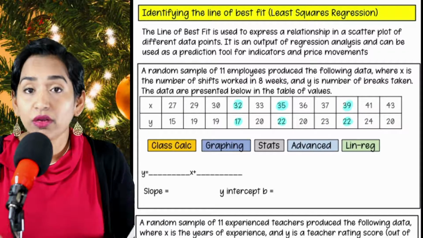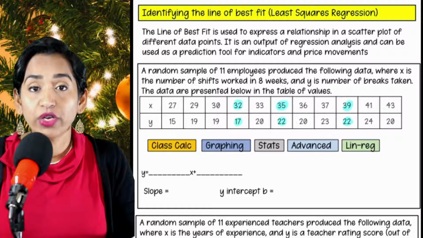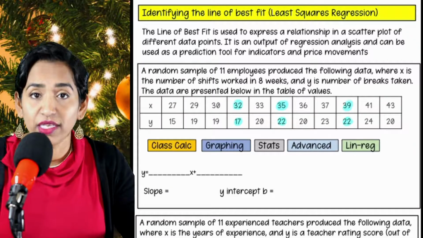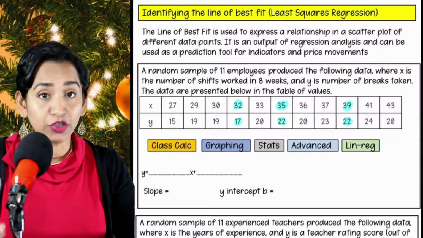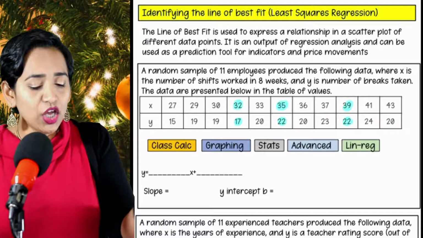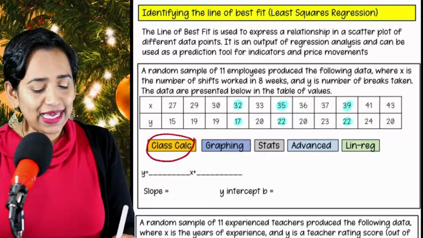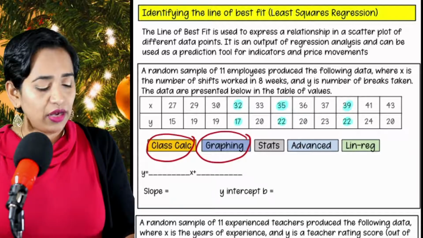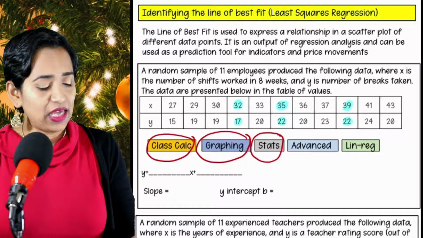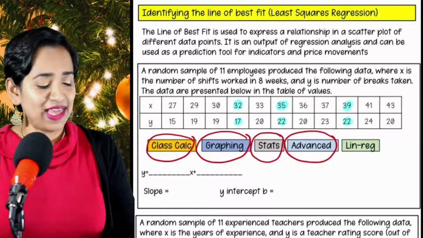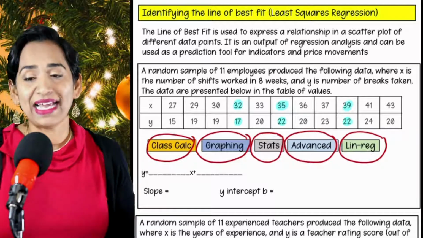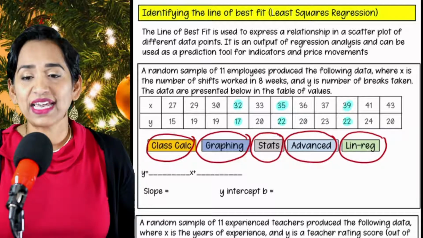I already know that this is a strong correlation and it's significant. So my next step is to go ahead and find the best line of fit. In order to do that, your first step is to go to your class calc, then go to your graphing calculator, then go to stats, then go to advanced, and then go to linear regression. Let me go ahead, pull up my class calc. Give me 1 second.